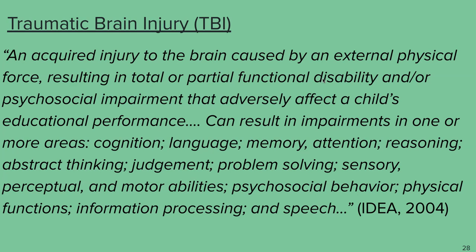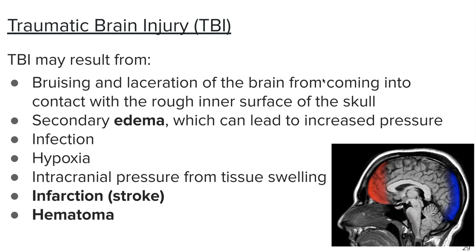So, we've got a wide range of things that we could be working on with kids with TBI. TBI can result from bruising and laceration of the brain, from coming into contact with the rough inner surface of the skull. That can be due to edema, which is going to be swelling, and then your brain's going to rub up against the skull. Infection, hypoxia, loss of oxygen, pressure, again from tissue swelling, a stroke. It could be from hematoma, which is a blood vessel bursting.